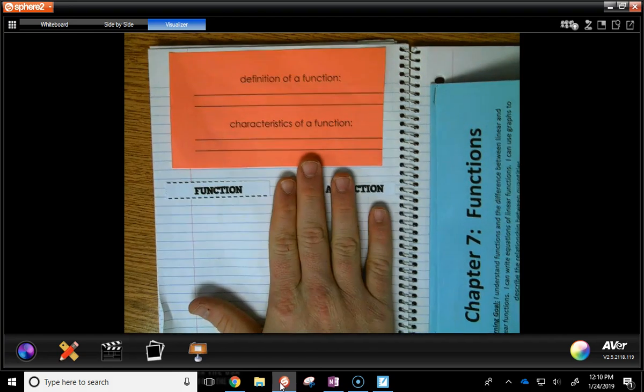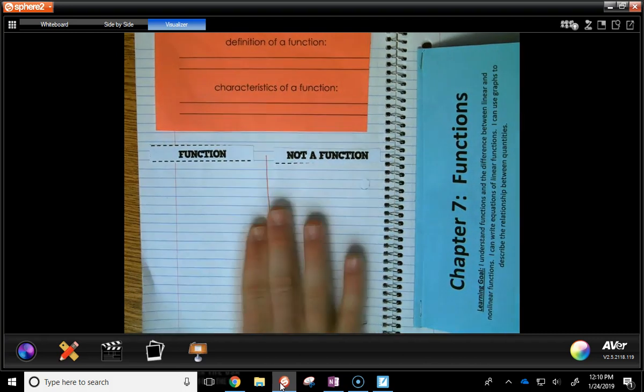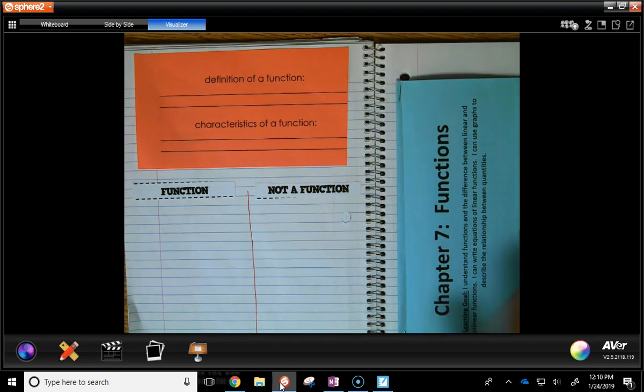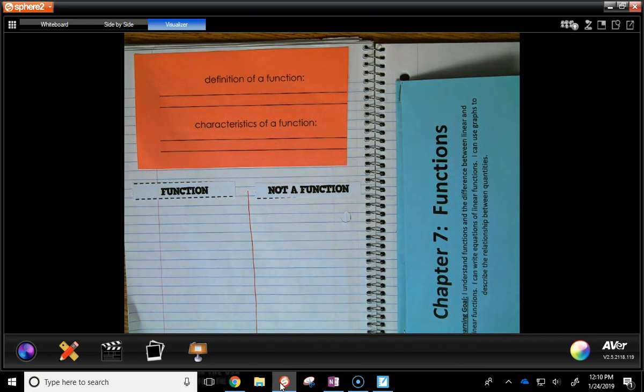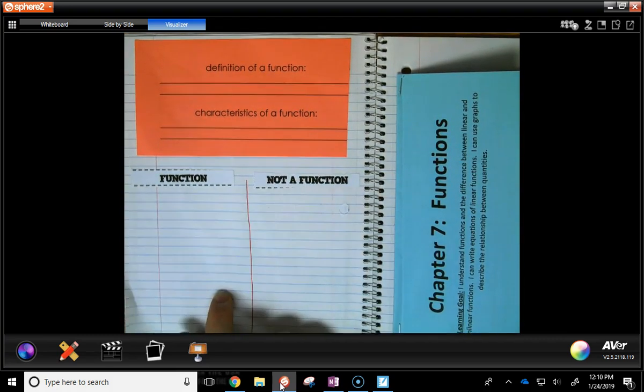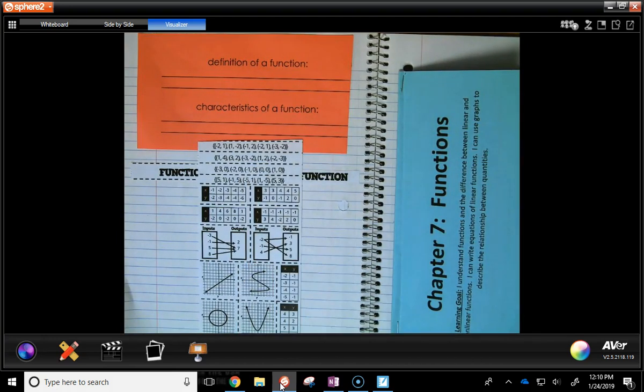On the page where we had the definition of a function, we're going to glue in our two sorts. Now, some people put something else there. If you did, just get to the next blank page in your notebook and do it on that page. It's okay. If you don't want to cut that part up, you're going to have to cut all the sorts. So if you want to write function, not a function, that's not a big deal. But you will cut all these cards out, and we're going to put them where we think they belong. Are they functions? Are they not functions? That is part of what you have to get done.